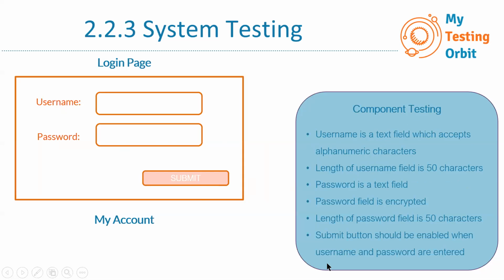Submit button should be enabled when username and password are entered. So when a developer is doing component testing, he or she is testing these things, making sure that the functionality of this component is working as expected. There might be a few others as well, but these are the main ones which we will consider that a developer is taking care of during component testing. And the same would be for my account as well: whatever functionalities need to be there in the my account page will also be tested individually. So in component testing, we have tested the login page and the my account page.